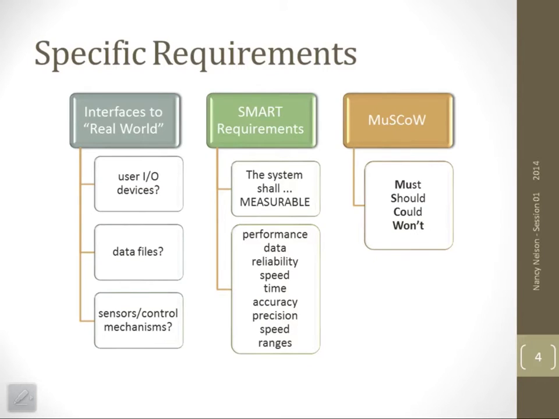The specific requirements section comes next, and in here there are three main parts. The first is a description of how our program is going to interface with the real world. Then our SMART requirements, which, as I said before, is probably the most important part, and then the MoSCoW list that accompanies the SMART requirements. So let's take a look at the interfaces first.